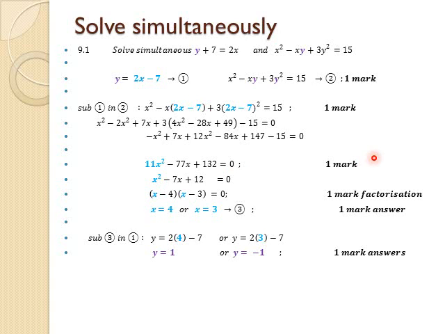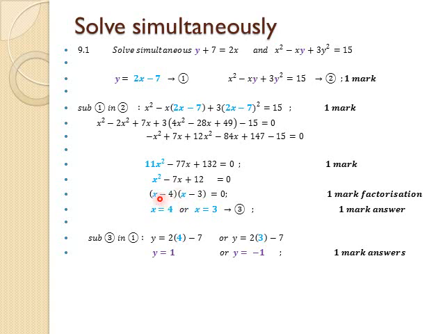Alright. From there, there is a common factor of 11. If I divide 11 by 11, gives me 1. 77 divided by 11, 7. And 132 divided by 11, 12. If I factorize, x squared is simply x and x. Last term positive, middle term negative, then the signs will always be negative, negative. So 4 times 3 gives me 12. But minus 4x minus 3x gives me minus 7x.